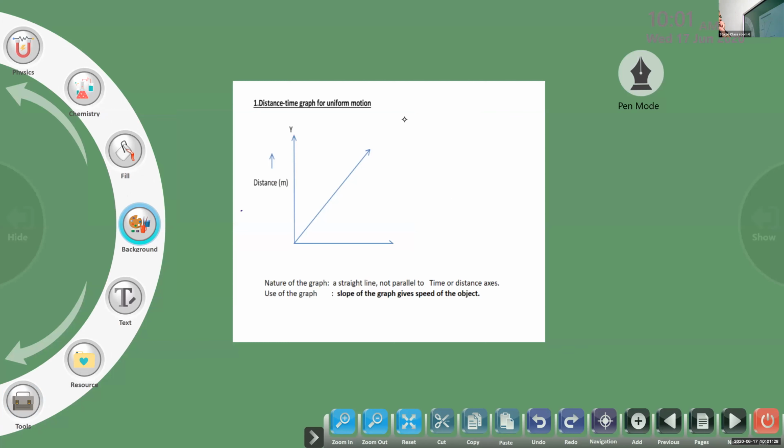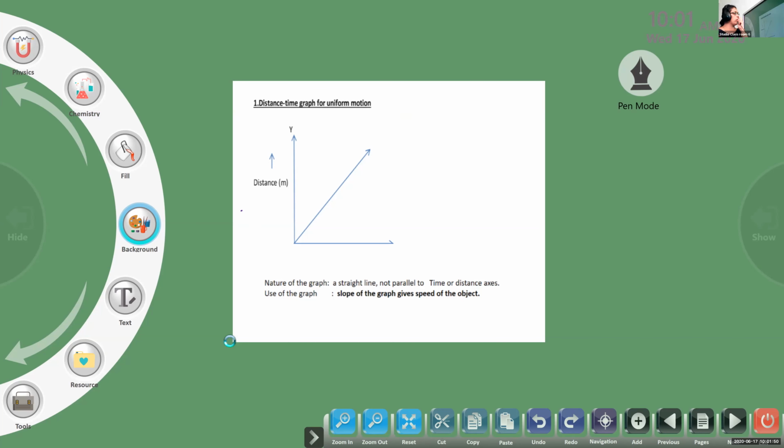Okay, children. Can you see this graph? Did we learn this graph, children? Yes, ma'am. Okay. So this is the first graph, distance time graph for uniform motion.